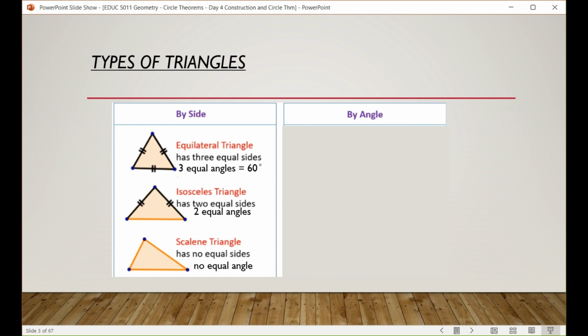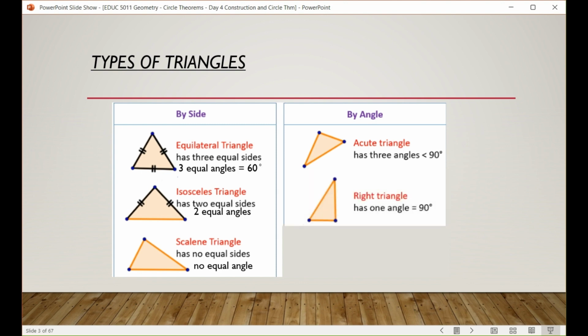Remember that the side is opposite the angle that it is related to. So if we have different length sides, we're going to have different angles. And as we related to triangles by side, we can also relate to them by angles. So we can consider an acute triangle where all 3 angles are less than 90 degrees, but they will of course add up to the total, which is 180 degrees.